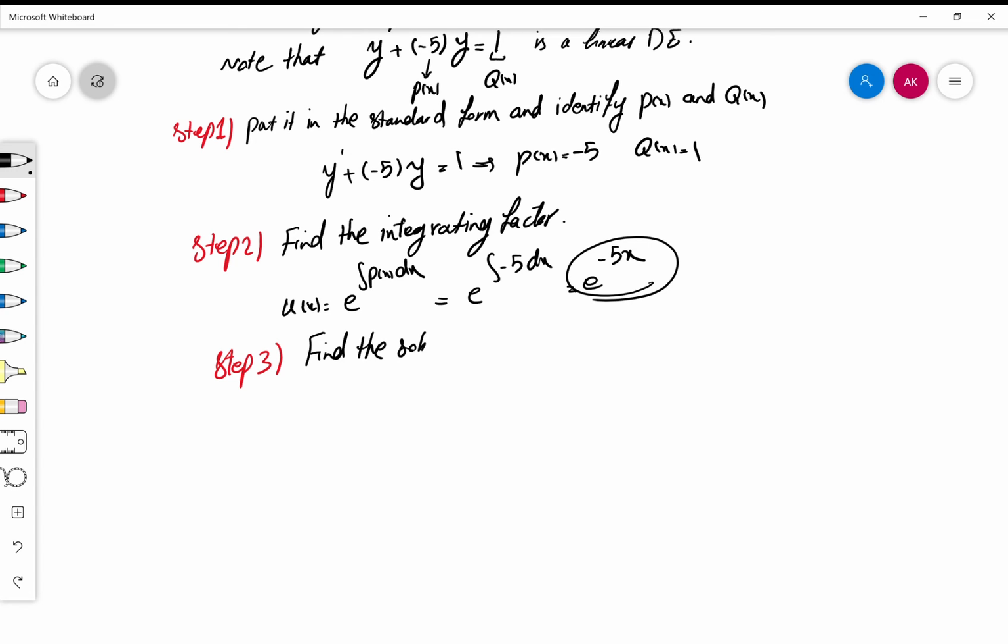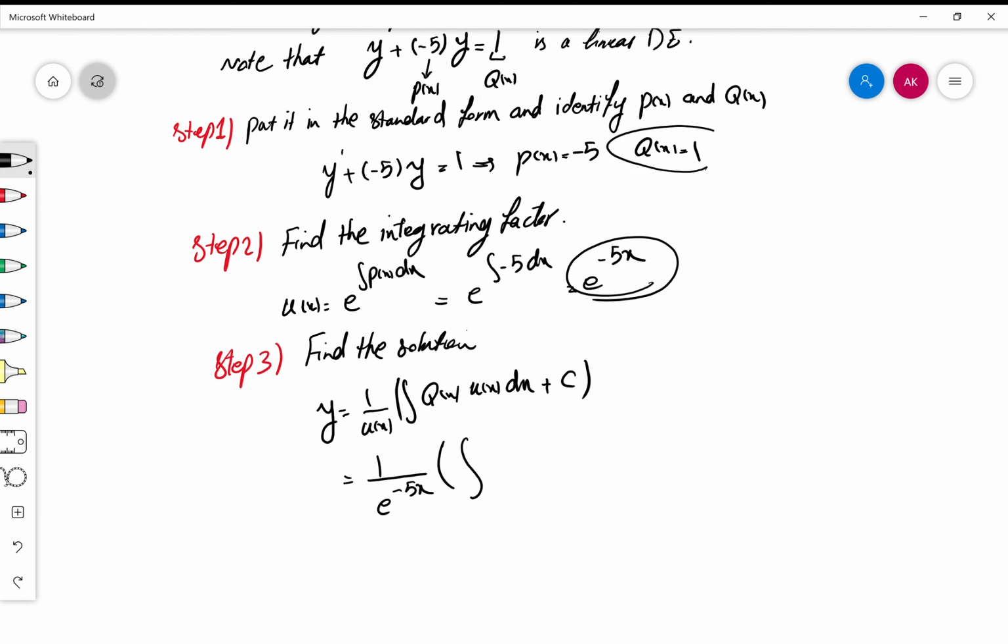Okay, then the last step, now that you have the integrating factor, find the solution using the formula. What is the formula? y, the general solution, is 1 over u(x) times the integral of q(x) times the integrating factor. Well, always you get plus c here, but you have to be careful. You have to multiply it by 1 over u(x). Here, let me just plug in everything. e to the power 5x, integral of q(x) is 1, so I have 1 times e to the power -5x dx plus c.